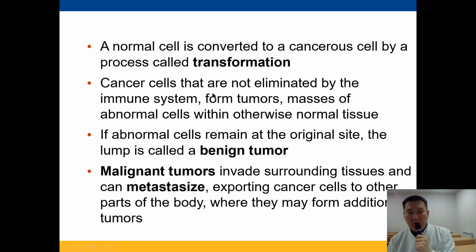Cancer cells that are not eliminated by the immune system form tumors, masses of abnormal cells within otherwise normal tissue. If abnormal cells remain at the original site, the lump is called a benign tumor. Malignant tumors invade surrounding tissues and can metastasize, exporting cancer cells to other parts of the body, where they may form additional tumors.